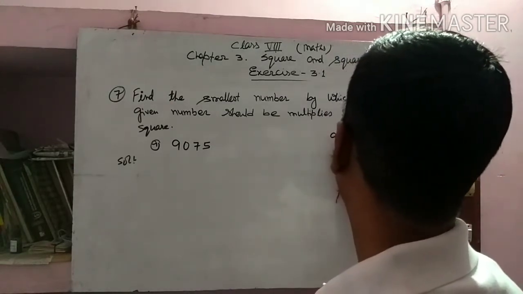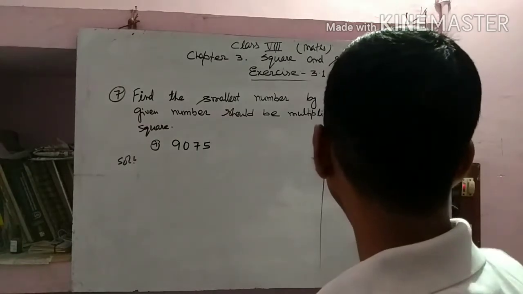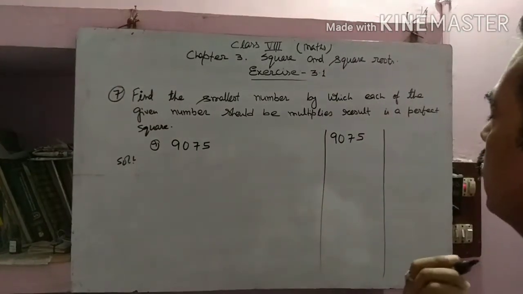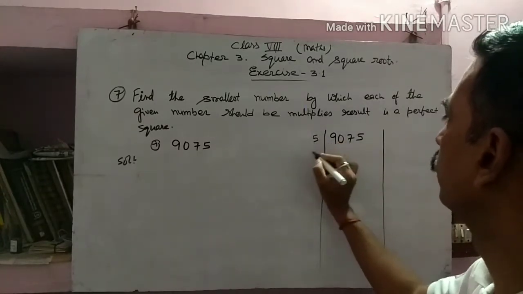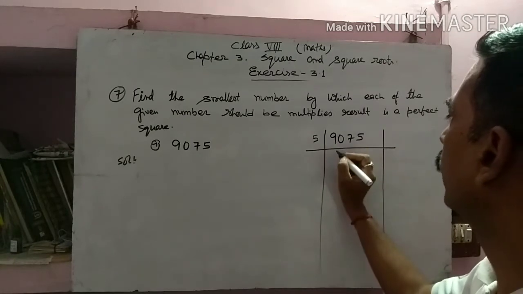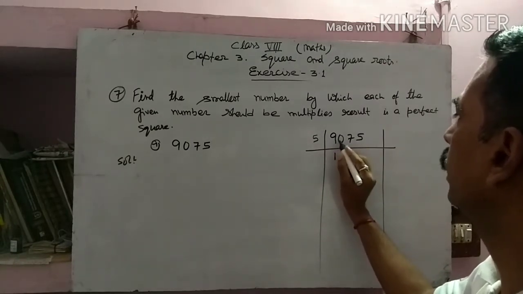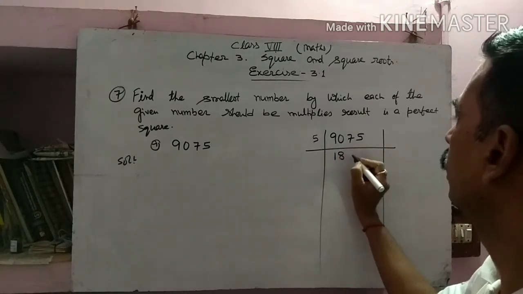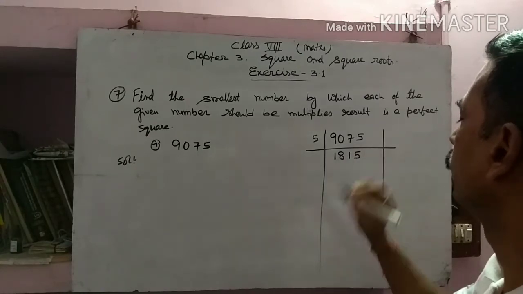So, 9075. To do the prime factorization, look here, the ones place is 5, so the number is divisible by 5. By dividing, 5 times 1 is 5, 4 remains, 40. 5 times 8 is 40. 5 times 1 is 5 and 5 times 5 is 25.